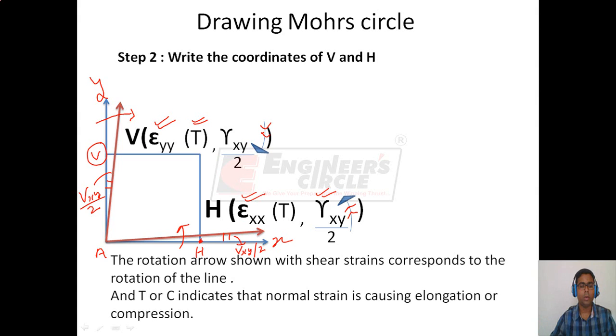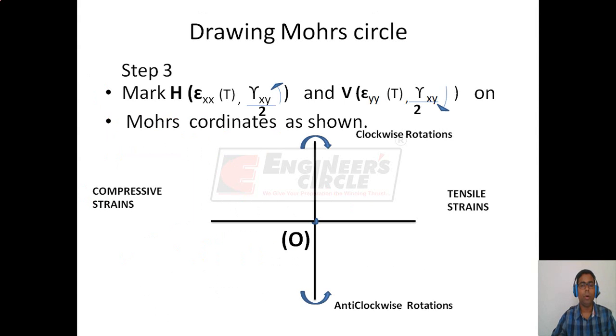Therefore, the rotation arrow shown with the shear strains corresponds to the rotation of the line on which points are lying. For example, point B is lying on line AB. It has rotated in clockwise direction as indicated by this arrow. And T or C indicates that normal strain is causing elongation or compression. Now we can mark these 2 points H and V on Mohr's coordinates.